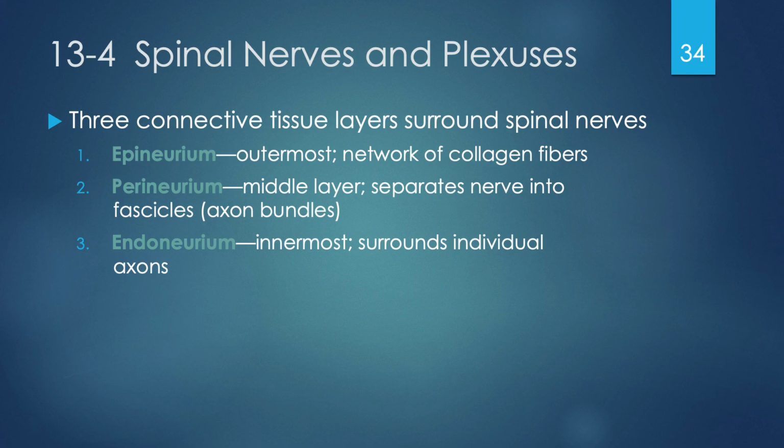So epineurium is the most outer aspect of this connective tissue layer, and it is composed of a network of collagen fibers. The perineurium in the middle is still around, and it's going to separate the nerve into fascicles, which are bundles of axons. And the endoneurium is the innermost, and so the endoneurium is going to surround each individual axon.